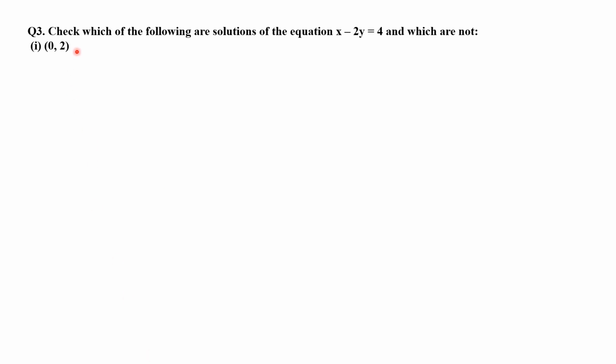Now question number 3. Check which of the following are solutions of the equation x minus 2y equal to 4 and which are not. Okay, now how to check whether the given solution is the solution for this required equation or not. So we know that if 0 comma 2, if you see the first case 0 comma 2, if this is the solution of this equation, means this value will satisfy this equation. Means if you put x as 0 and y as 2 in this given equation, your LHS should be equal to RHS. Then only we can say this is the required solution, isn't it?